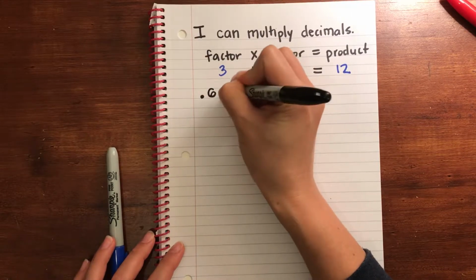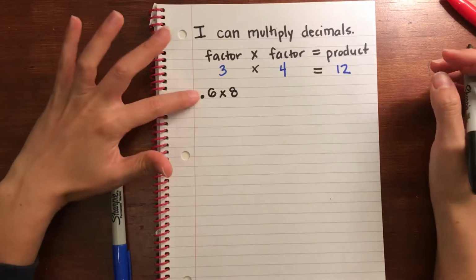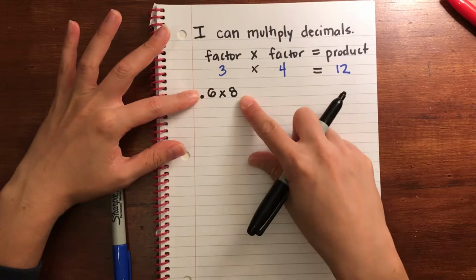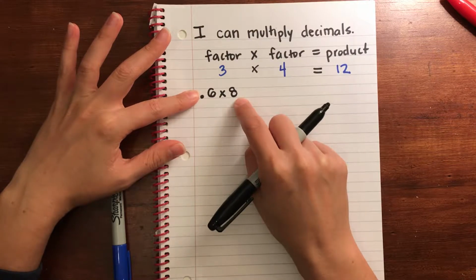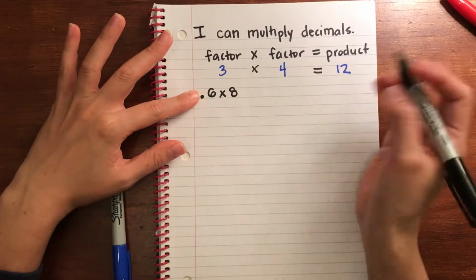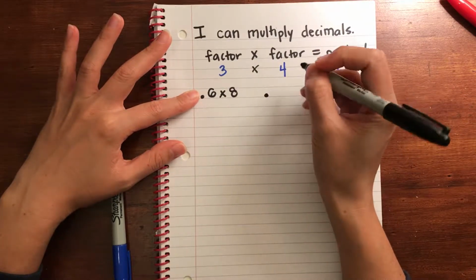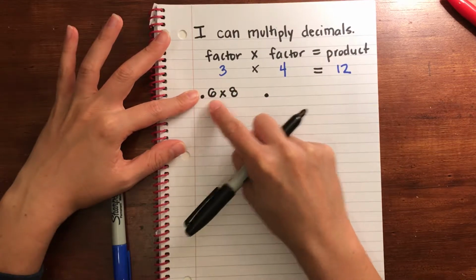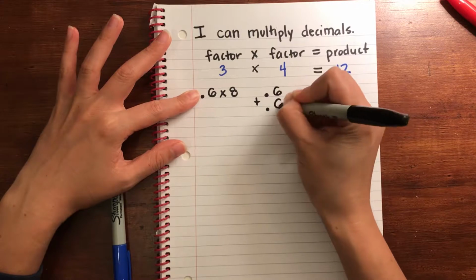All right, let's look at 6/10 times 8. So when we have a decimal multiplied by a whole number, we can think of it as 6/10 8 times, or 8 groups of 6/10. Remember, 6/10 is not a whole number, but when you multiply a decimal by a whole number, you can think of it as repeated addition. So 6/10 8 times.